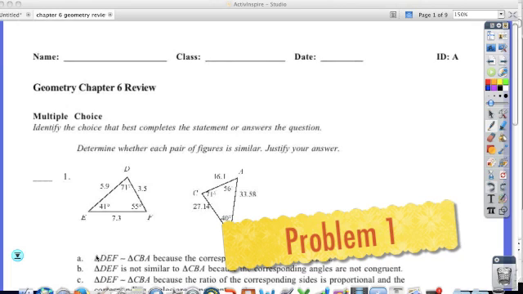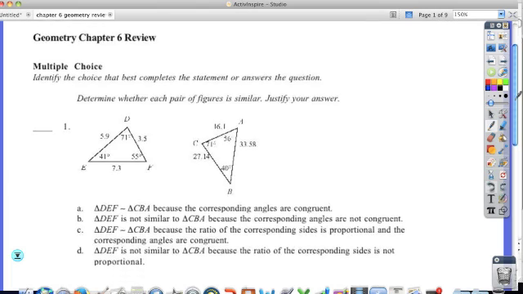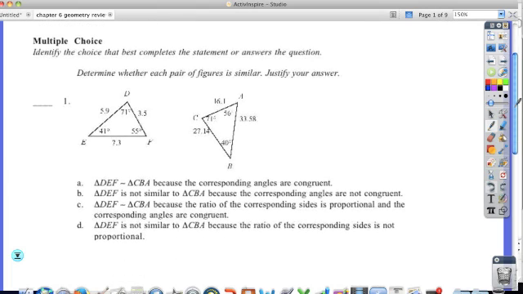So, for problem number 1, determine whether each pair of figures is similar. When you look at this, you should be able to tell they're not similar because the corresponding angles are not congruent. Basically, I have a 71 and a 71, but neither of these two others match. The corresponding angles are not congruent. Does that clear up any confusion on question 1?